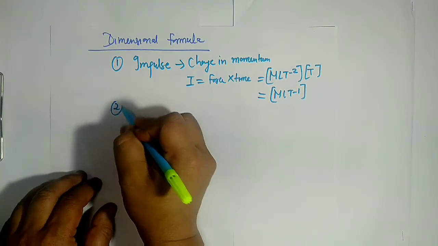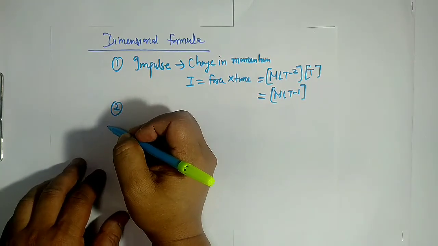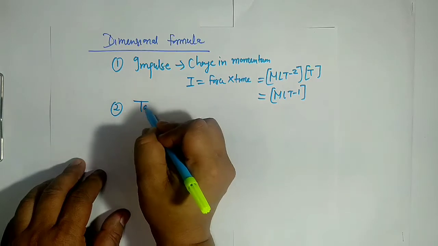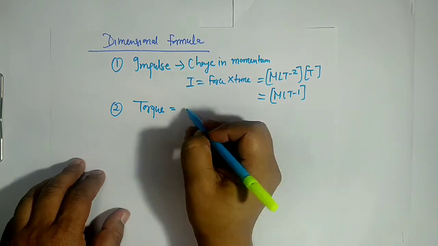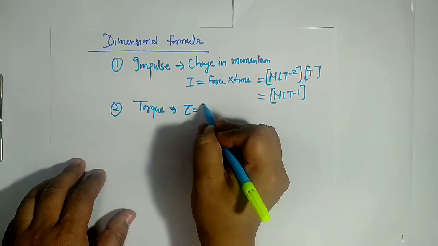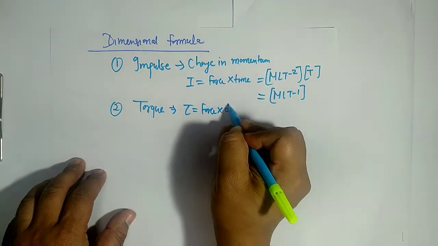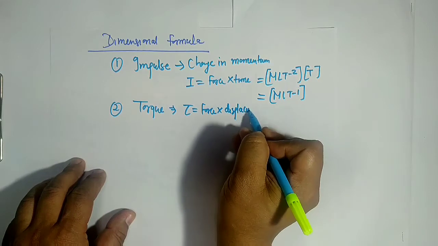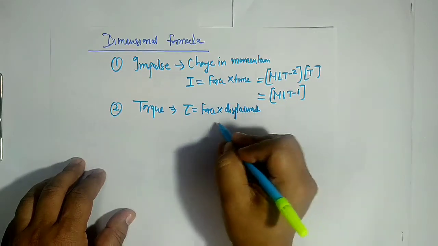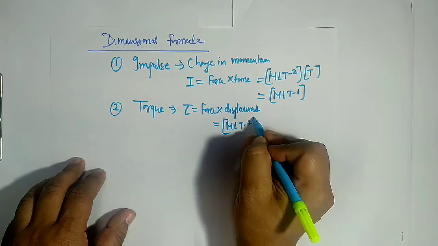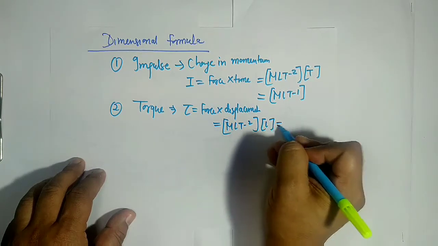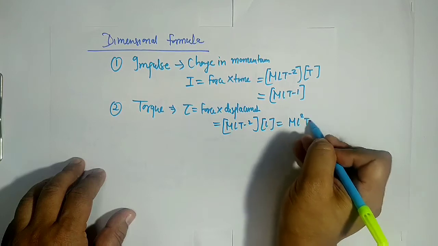Then if I ask you, have you heard about the torque? Now torque is a new thing. It will come in rotational motion. But the formula for the torque is force into displacement. This is the general formula. Now force is again MLT^-2, and displacement is L. So torque is ML^2T^-2.